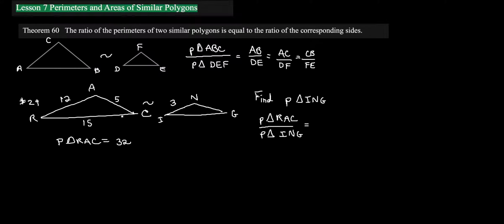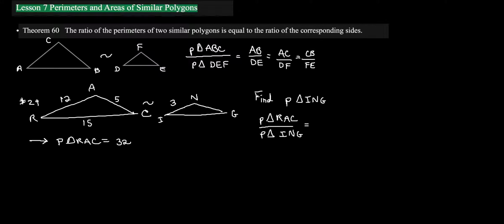So here we have 2 similar triangles. You know they're similar not because of my drawing, of course, but because of the similarity marking, and the problem will say they're similar. They want you to find the perimeter of ING. These take a little bit of algebra. They're not totally simple. First, I can find the perimeter of RAC. Perimeter, you just add up the sides. So we know the perimeter of RAC is equal to 32.